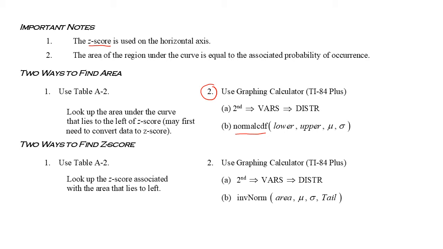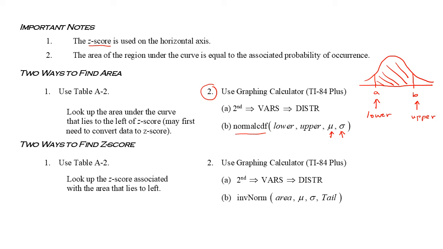And so there will be 4 arguments that we're going to be putting into the calculator. So say, for instance, I want to find the probability that it's between A and B. Then we're finding the area under the curve between A and B. So we'll use A as the lower, B as the upper, and the mean and the standard deviation will be input as the 3rd and the 4th arguments.